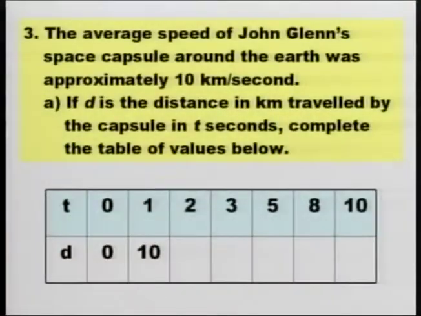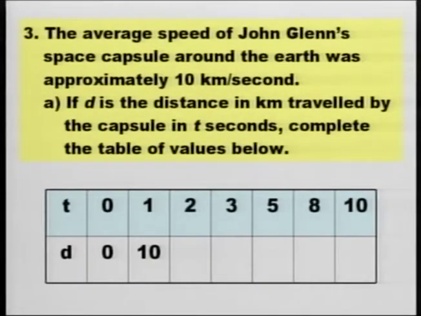All right, then you were asked to do question 3. The average speed of John Glenn's space capsule around the Earth was approximately 10 kilometers per second. Okay, D is the distance in kilometers traveled by the capsule in T seconds. Complete the table of values below. Andrew, can you give us the values for D that are missing in the table?